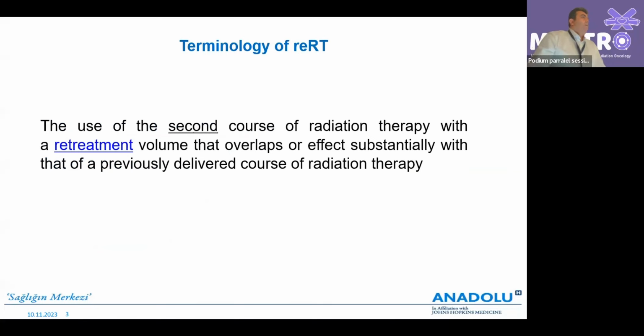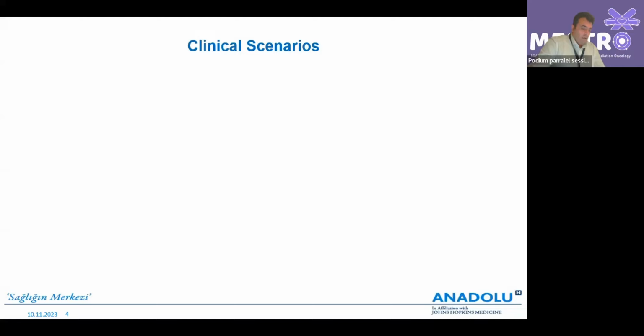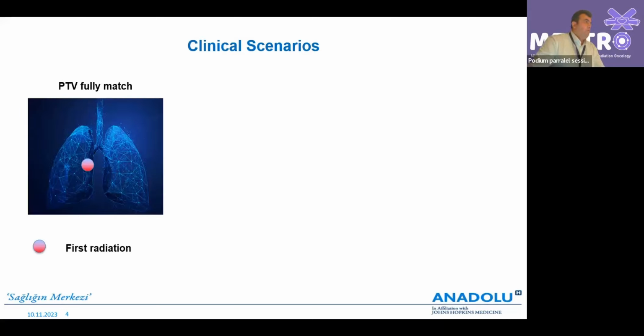But before starting, let's understand what re-irradiation is. Re-irradiation means a second irradiation. It should be a retreatment, and the previously irradiated area is potentially affected by this irradiation, and you should have a previously irradiated treatment course, which is called re-irradiation. But there are some clinical scenarios. Think about these clinical scenarios. As a physicist, you will probably see this kind of scenario.